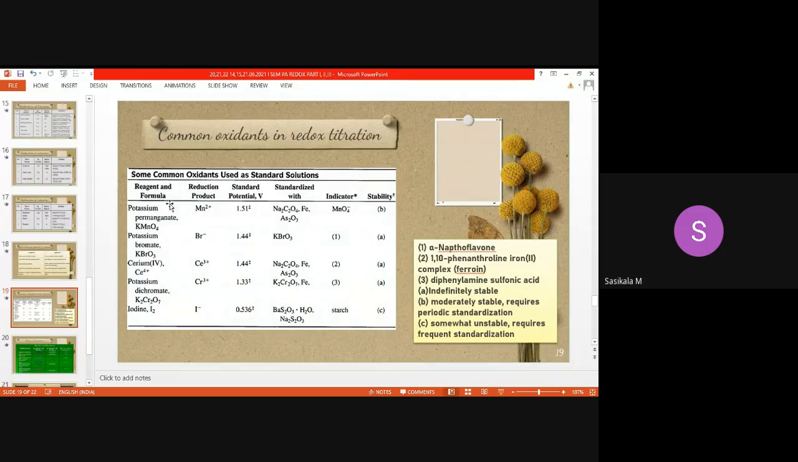And for these oxidants, what are the reduction products? From these oxidants, the reduction products are manganese from potassium permanganate, bromide from potassium bromate, cerous, the reduced form of ceric ion, then chromium ion, then iodide ion. So these are all the reduction products of oxidants during the titration process.